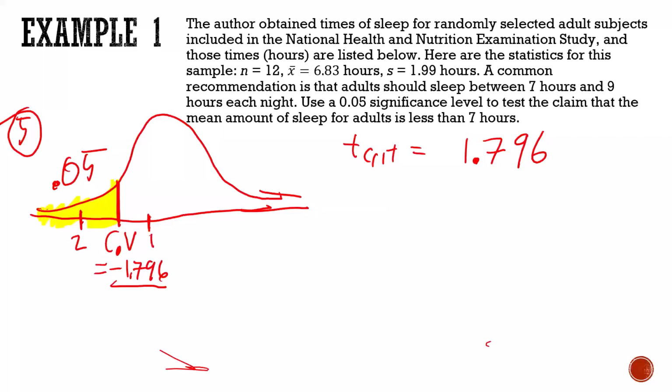Our test statistic is negative 0.3, so it's not quite that far left, right? Everyone's seeing this. Please just ask questions if you don't understand why I put it there. It's just a number line, right? Not quite as negative.